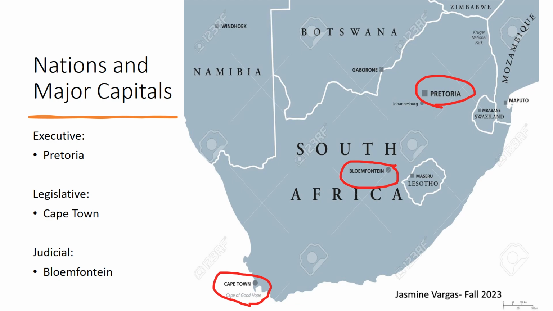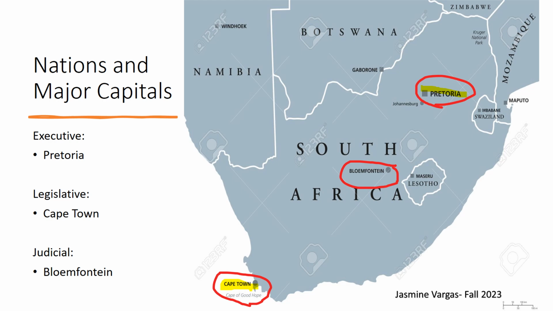Starting off with the executive capital, which is Pretoria. You can see here on the map, it is right here. Located at the home to the South African branch government, and also the president of the cabinet as well. Legislative is next, which the capital is Cape Town, which is located right here. This includes being one of the oldest cities while also the seat of the parliament.